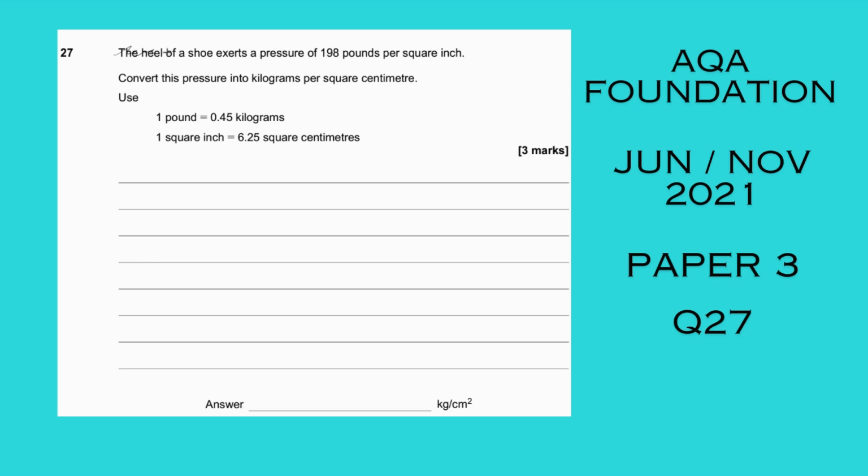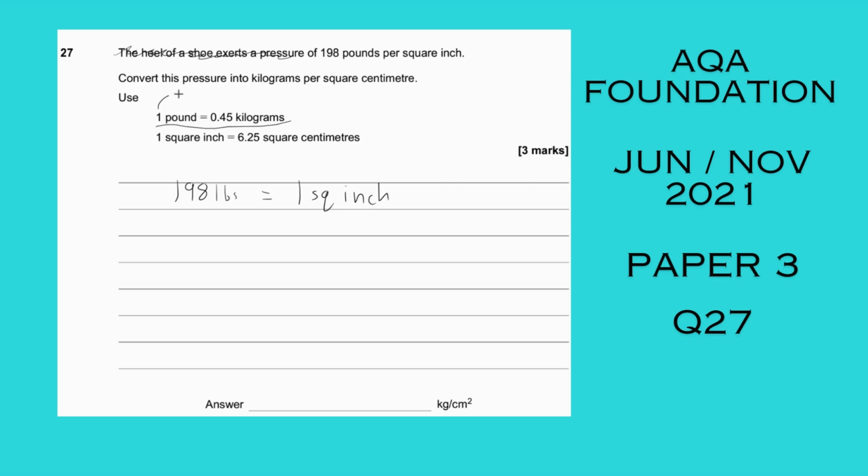So heel of a shoe, we're not bothered. What we are bothered about is, and write it out, we've got £198 per square inch. And use any abbreviations you want to, no one cares. Convert this pressure into kilograms per, so just go with one thing at a time. It gives you a conversion, use it.